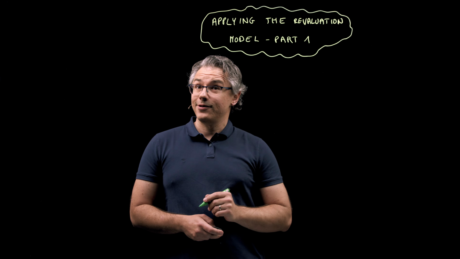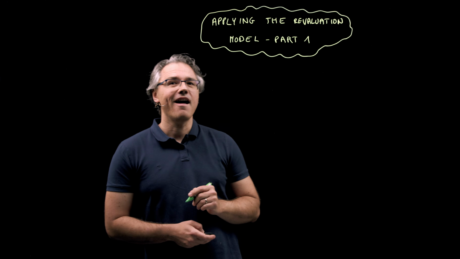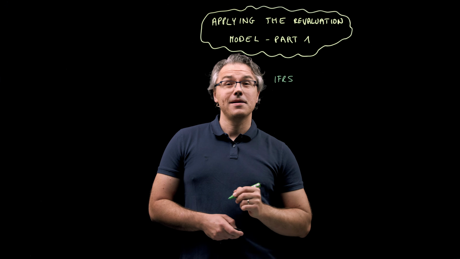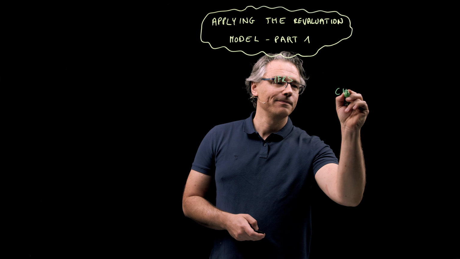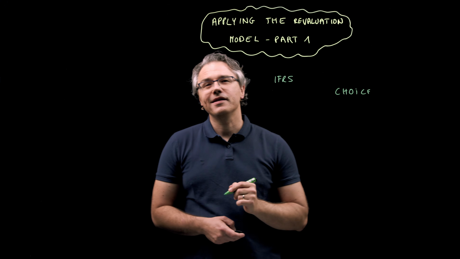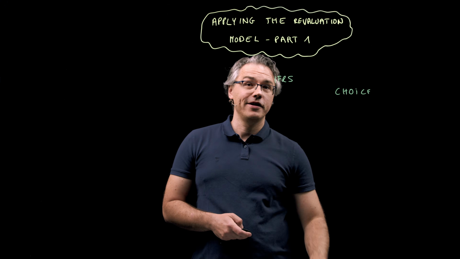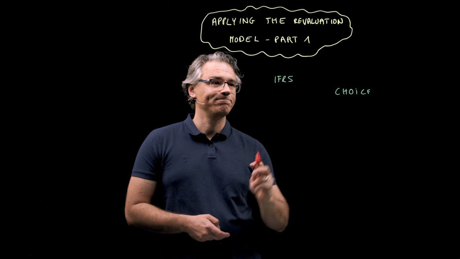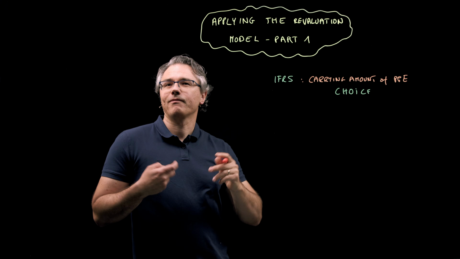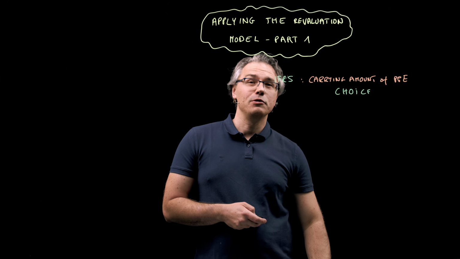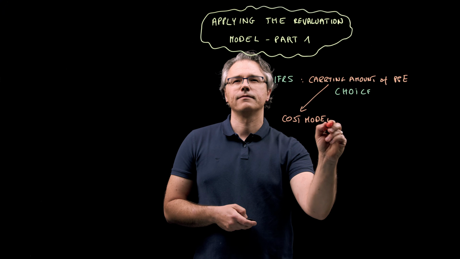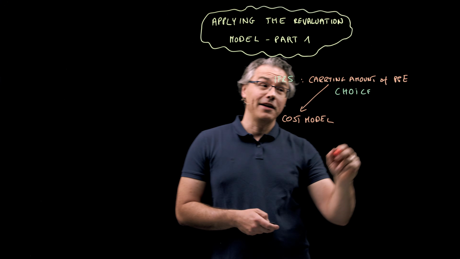Okay, let's start with a little theory. Under IFRS, companies may choose between two models for computing the carrying amount of their property, plant, and equipment. And the choice is between what's known as the cost model and the revaluation model.